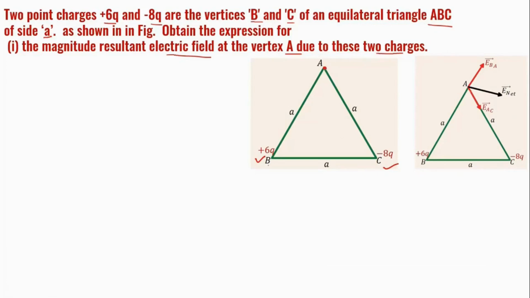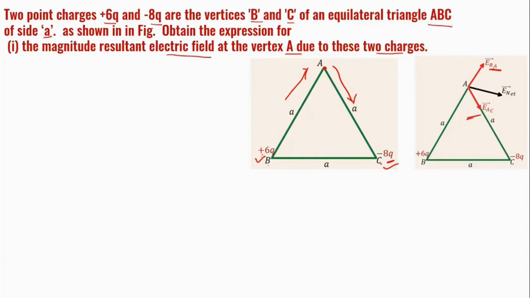So how can we find it out? Now at the vertex A, this plus 6q charge will be exerting an electric field in this direction because it is positive. So this is EBA, electric field pointing from B to A, which will be pointing away from the plus charge. Next we want to find the electric field due to this negative charge at C. A negative charge will pull the electric field towards itself, so the electric field at the point A will be pointing towards the negative charge. So this is the direction EAC, that is electric field pointing from A to C, in this direction. Now direction-wise we have represented the electric field due to B and the electric field due to C.